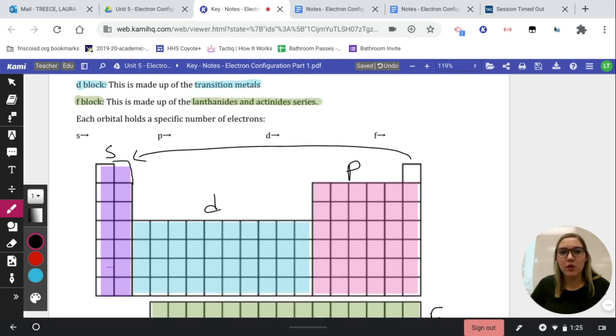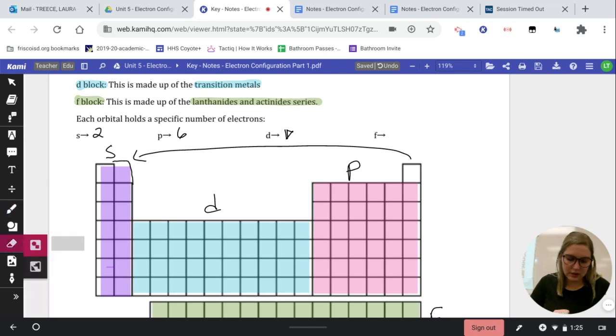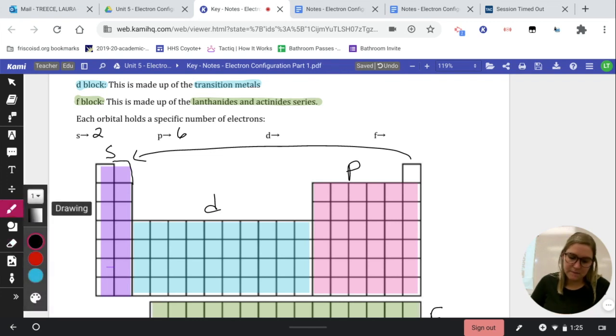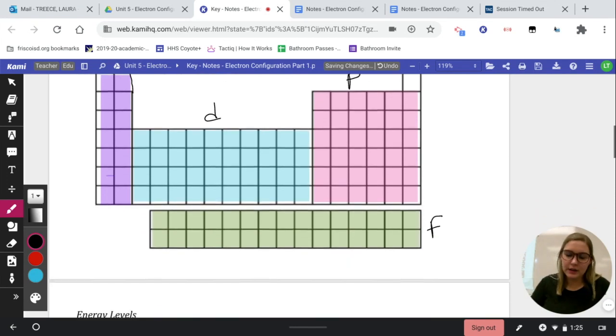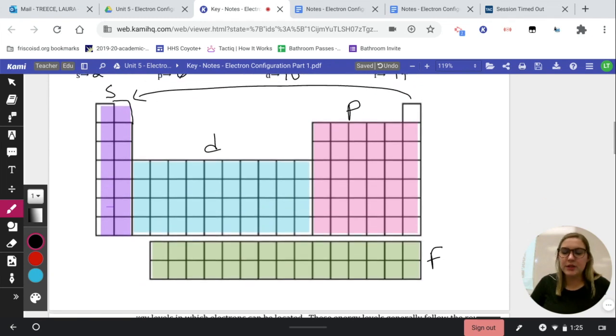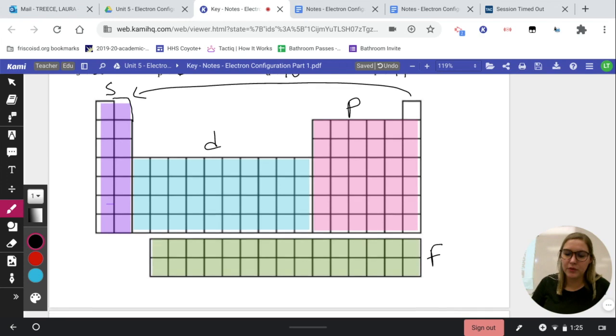Now each orbital does hold a specific number of electrons. Our S orbital only holds 2 electrons. Our P orbital holds 6 electrons. Our D orbital holds 10 electrons. And our F orbital holds 14. So this is what we've got so far. We are going to come back to this, so don't get too comfy when we move away.